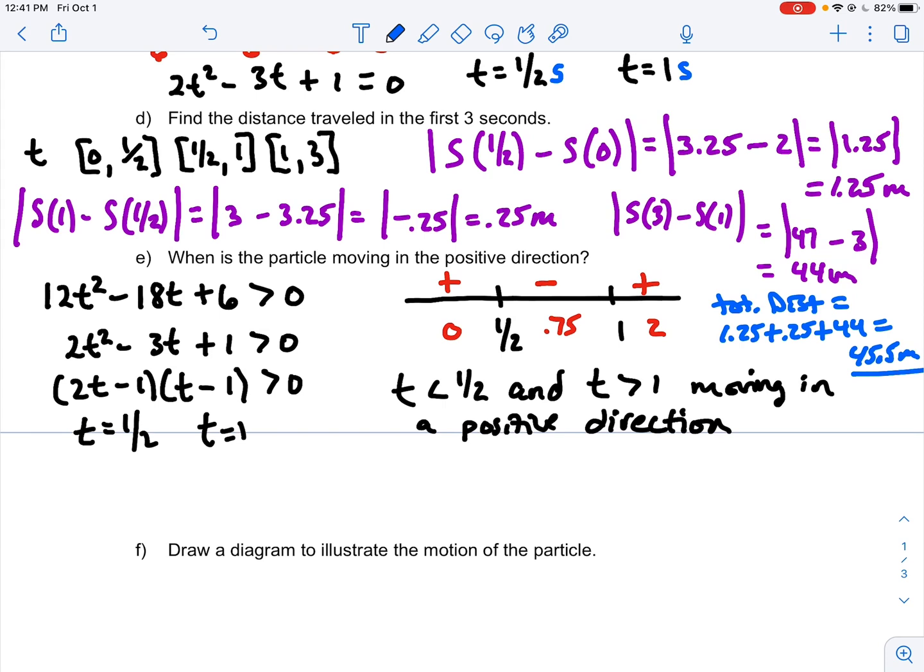So in this problem, we traveled 45.5 meters. Now, some of it was forward in the positive direction, some of it was backwards in the negative direction. But all together, we covered 45.5 meters, okay? Hopefully that's understandable. If not, please let me know and ask a question on that, okay?